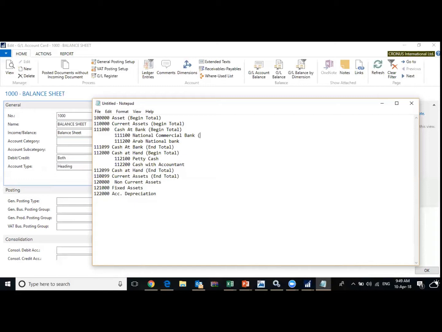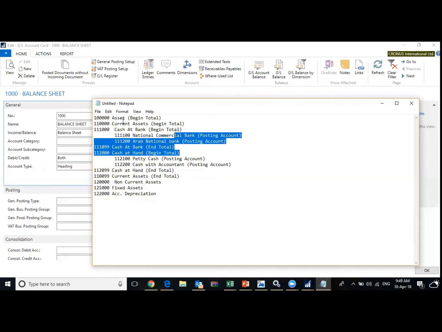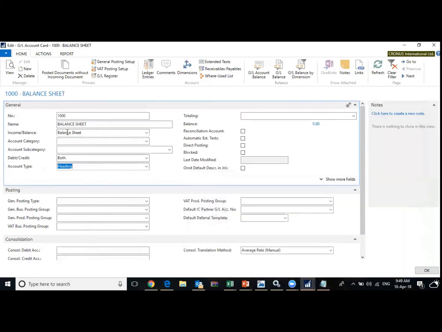Actually, these accounts are your posting accounts. These are used for posting. Any debit or credit you need to do, you will do in these posting accounts. These accounts are used for posting, and these accounts are not used for posting. So you cannot do anything in the end and begin total accounts. Once you're creating a new account, you need to mention that either this is a posting account, a begin total account, or an end total account.